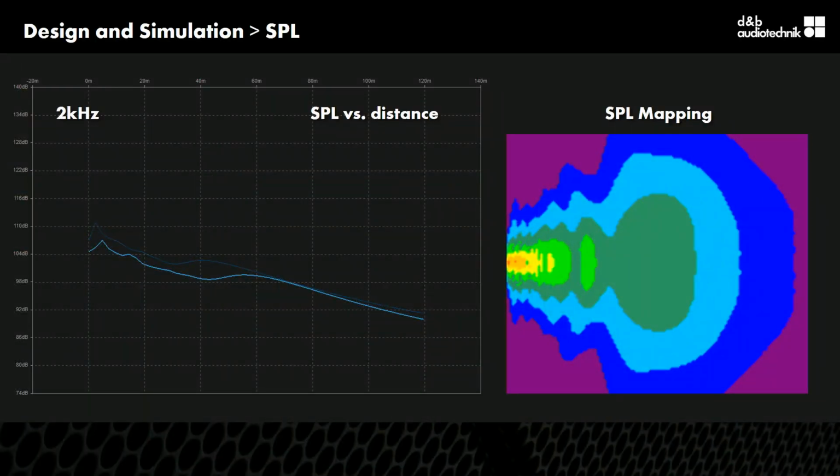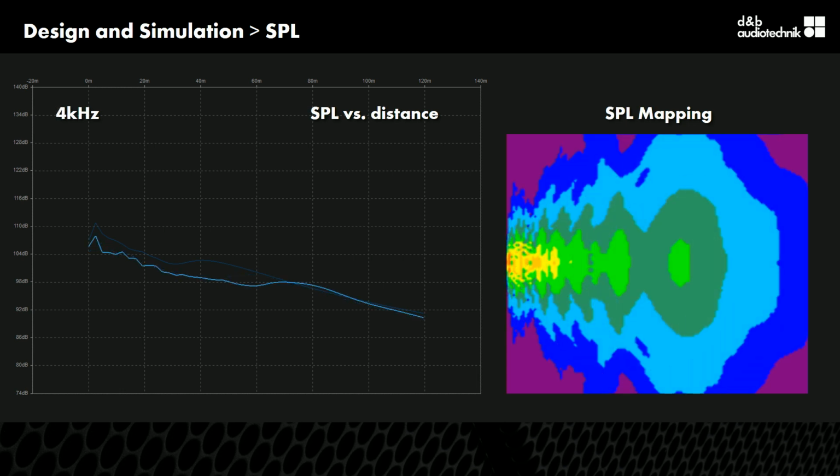Here's the same line array at 2 kilohertz. I hope you can see the dark line is what we had at 1 kilohertz. And now it's a little bit lower, nothing wrong with that. But you'll notice the hump has now wandered to about 55 meters. And finally, we have the same thing at 4 kilohertz. And now the little bump has moved to about 70 meters away from the main array.